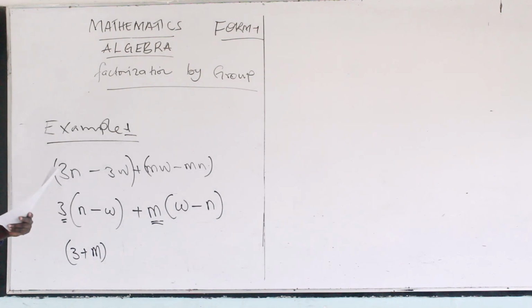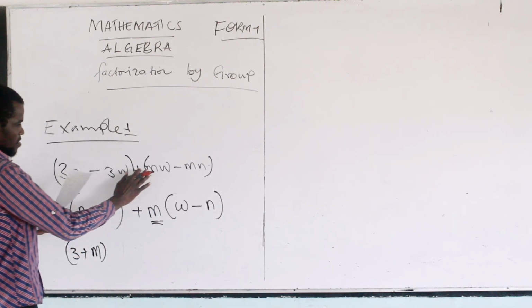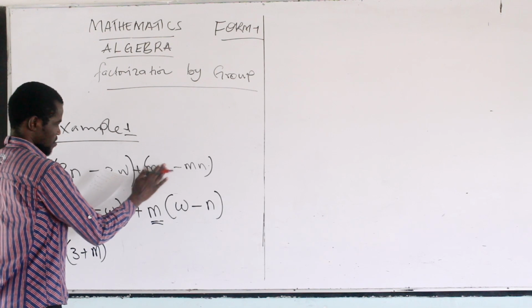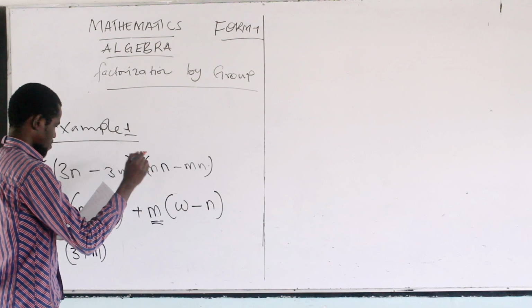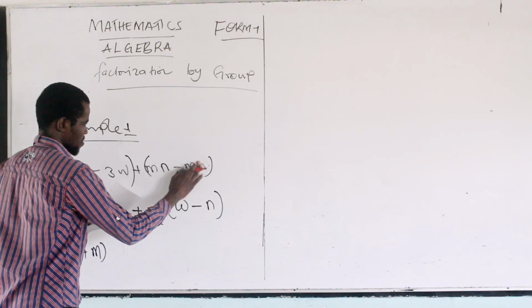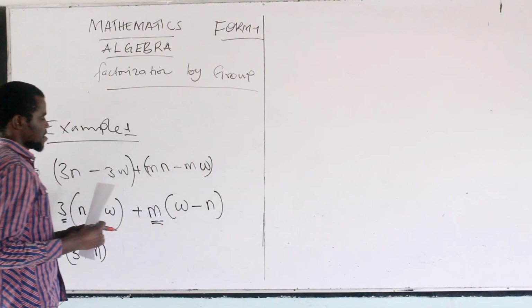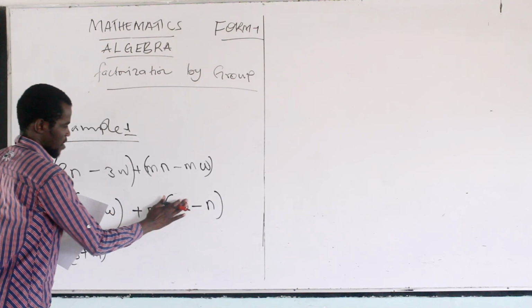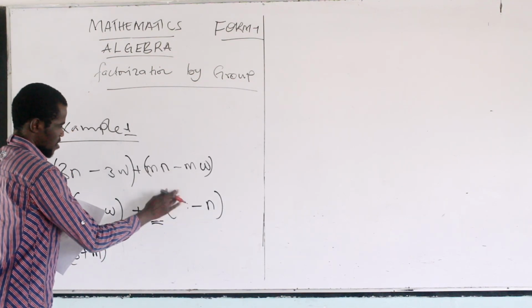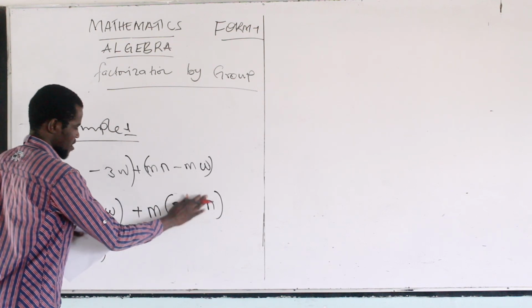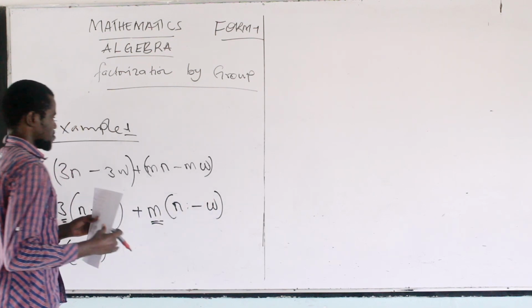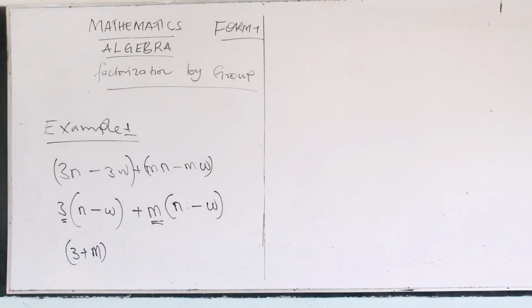So as you can see, this was supposed to be n, then this w. Sorry for those changes. So at this point it will be n, then at this point it will be w. That is according to how they were arranged from the question.